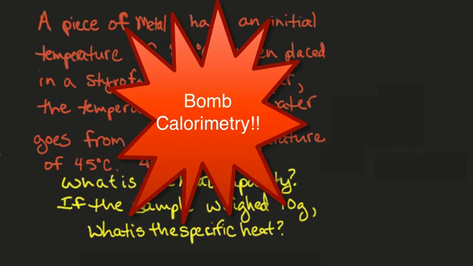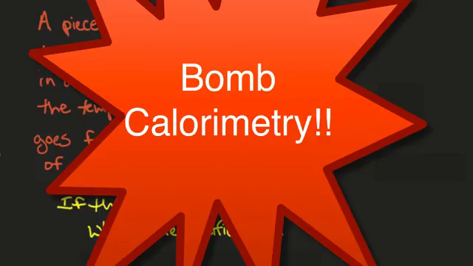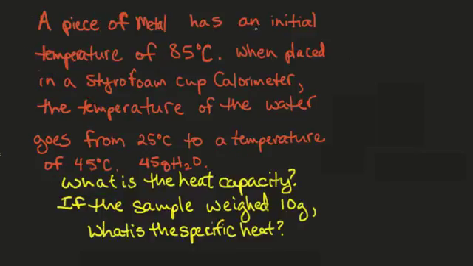Today we're going to look at an example of calorimetry in which we have a piece of metal that has an initial temperature of 85 degrees Celsius, and it's placed in a styrofoam cup calorimeter that has the water initially at 25 degrees Celsius. After a while, they come to a temperature of 45 degrees Celsius.